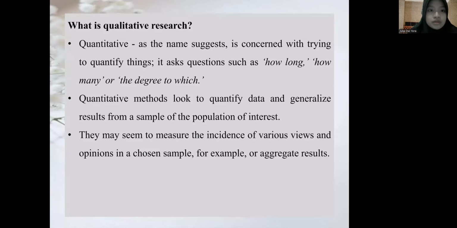And then how about the quantitative? As the name suggests, it is concerned with trying to quantify things. It asks questions such as how long, how many, or the degree to which. Quantitative methods look to quantify data and generalize results from a sample of the population of interest. They may seek to measure the indicators of various views and opinions in a chosen sample, for example, or aggregate results.